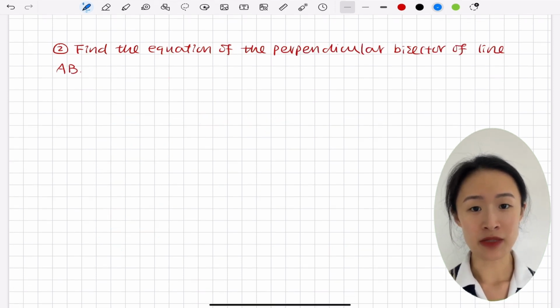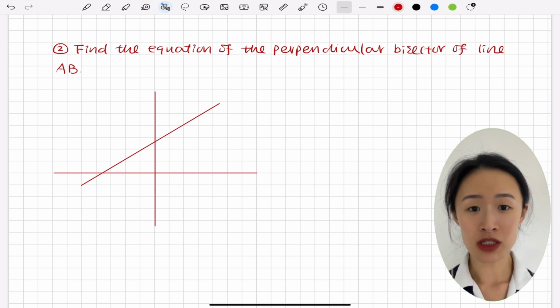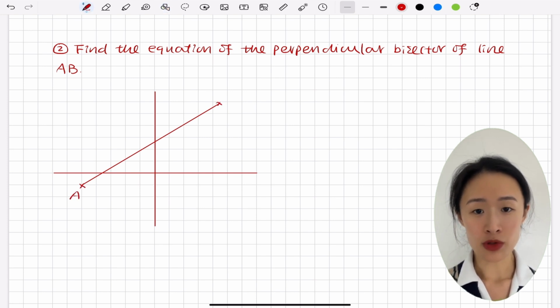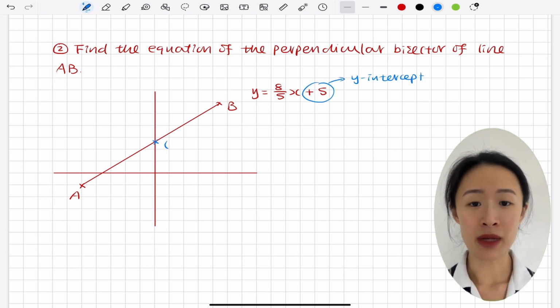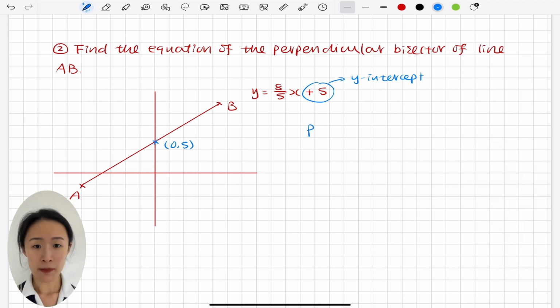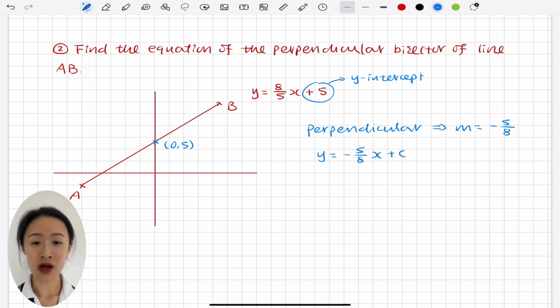I'll move on to the second question. We want to find the perpendicular bisector of the line AB. A good way to do this is to get yourself a sketch. It will help you to visualize the problem. And you don't have to plot your points exactly, just a rough sketch. So from my equation, I know my gradient is positive 8 over 5 and my y-intercept is 5. Perpendicular means that my lines have negative reciprocal gradients. m is going to be -5 over 8. So now I know the equation of the perpendicular bisector is y = -5/8 x + c.